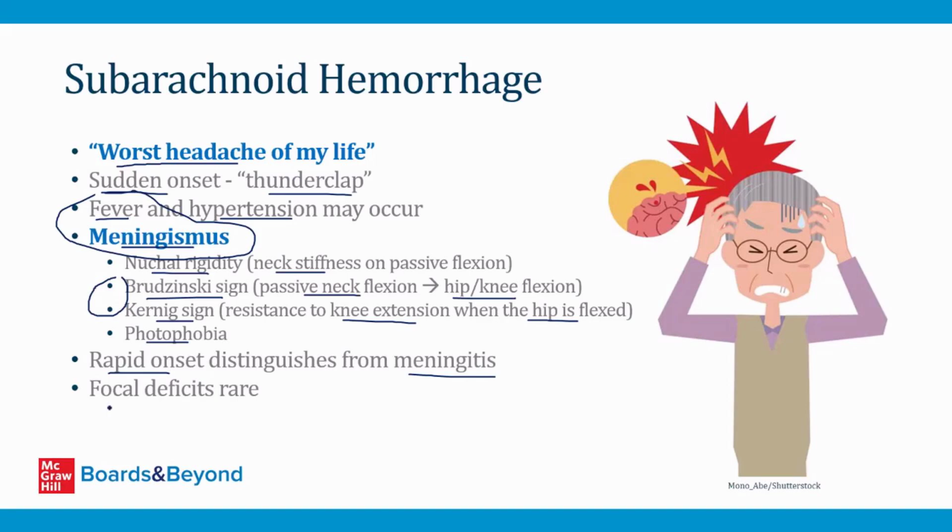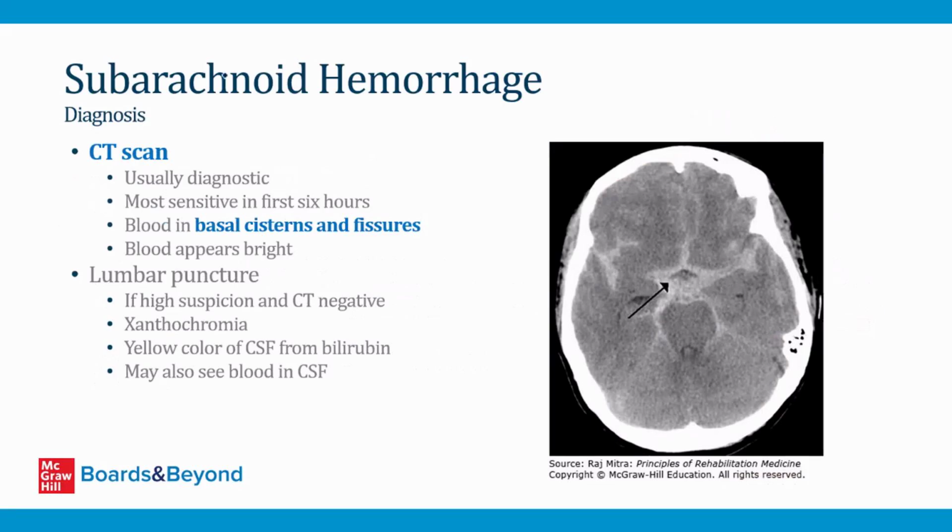And then once again, always remember this, in patients with subarachnoid hemorrhage, focal neurologic deficits are rare. If the patient's unable to move their arm or their leg, you should think of something else to be sure that this really is just a subarachnoid hemorrhage, because you usually don't see focal deficits in that situation. The diagnosis of subarachnoid hemorrhage is almost always made by CT scan. This test is very sensitive and it's usually diagnostic.